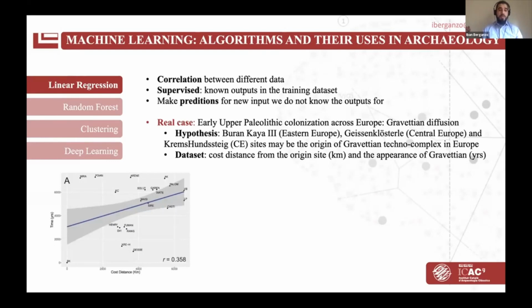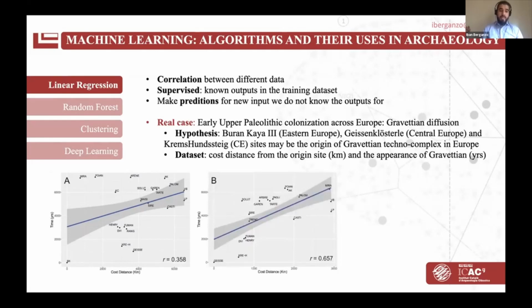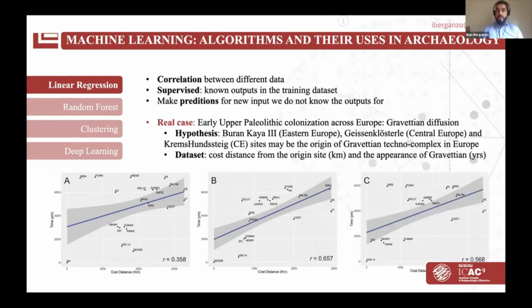After training the algorithm, they obtain this line that is a correlation, a comparison between the distance from this original site and the date of the Gravettian in these sites. As you see, the R value, that is the correlation value, is a little bit low, it's 35%. This other one is from the second site, the Hessens cluster, and has a better correlation number. And this last one again has a lower correlation number.